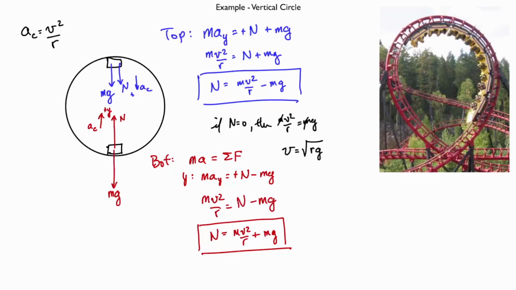If there is no system in place to keep the car on the track, the car would fall off at this point because the normal force would go to zero. You're no longer in contact with anything, right? But that's why they put wheels on the bottom and top of the track, right? So that the car always stays attached to it regardless of the speed that it goes through.